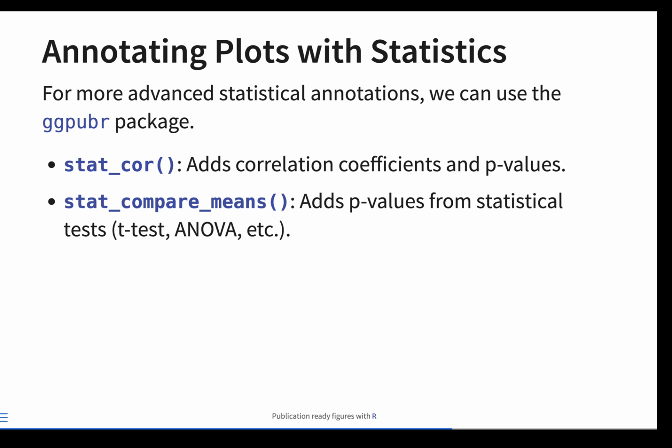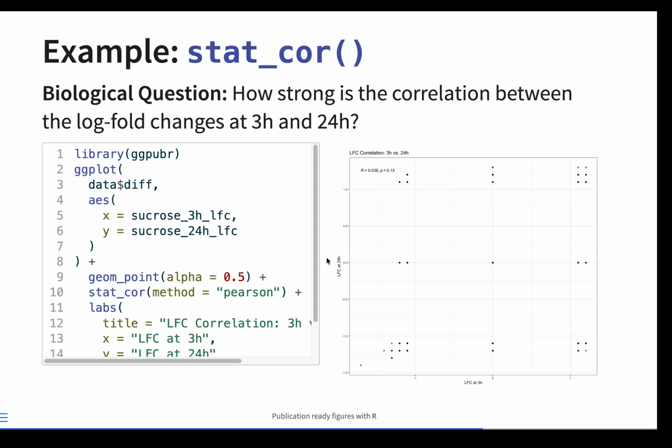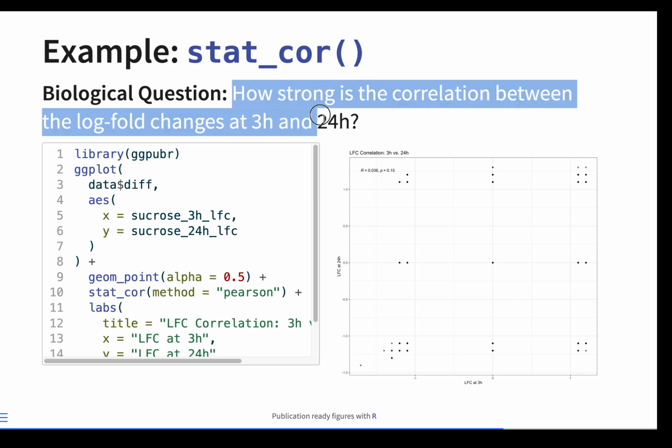So to annotate the plots with statistics, we could use, for example, stat_cor, which adds correlation coefficient and p-values, or you could use stat_compare_means, which adds p-values from statistical tests such as t-test or ANOVA.